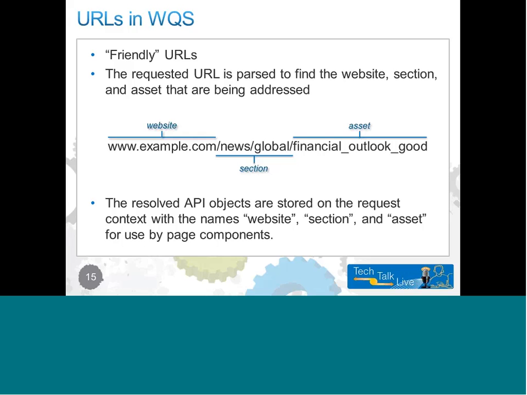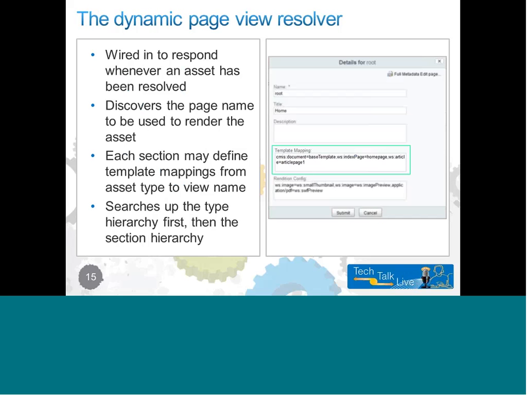Well, when we've resolved that, so in the actual API that's resolving that, then places the website, the section, and the asset objects into the request context. So you can then use them as a template developer. You've got them available to you to start printing out stuff to the page.